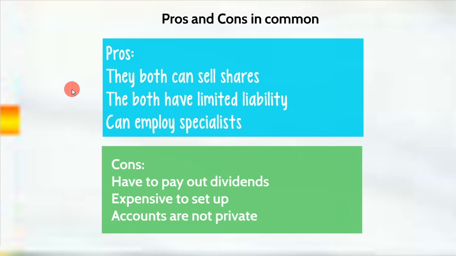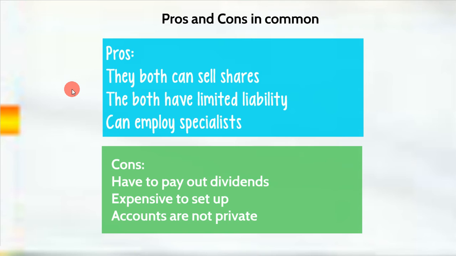Now, they both have limited liability. Now we learned last week unlimited liability means that if you go bankrupt, you could lose your personal possessions, your house, your car, in order to pay for the debt. Limited liability is different. It's limited, so you only lose the money you put in. So if you bought £1,000 worth of shares and the company goes bankrupt, you only lose your £1,000. So they can't take your personal possessions away.